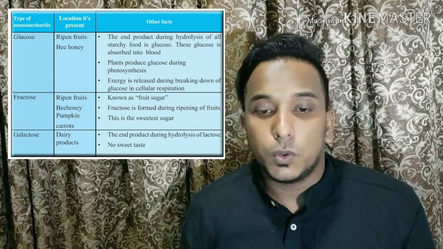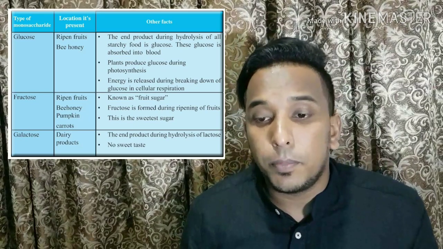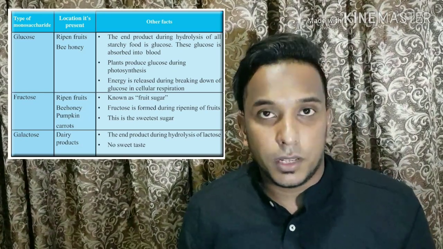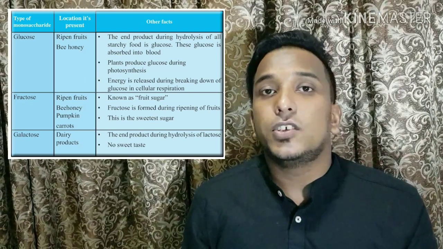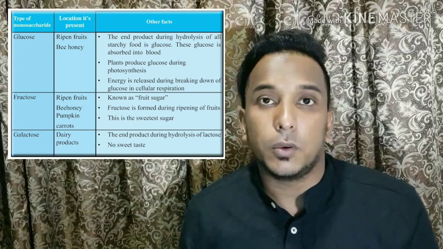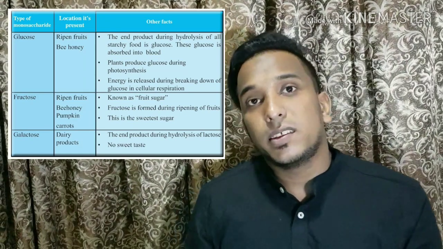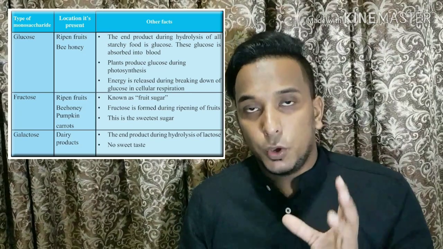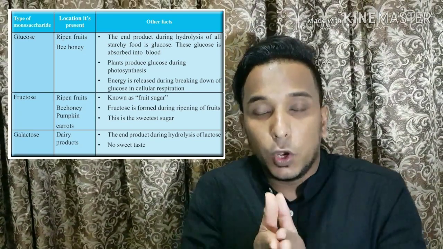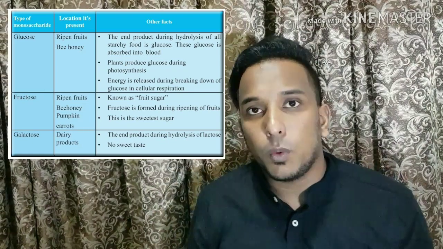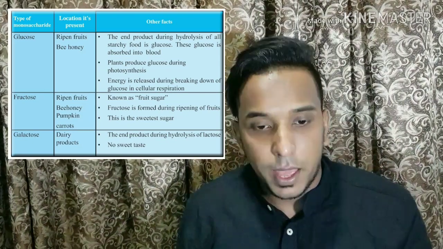Next we move on to energy is released during breaking down of glucose in cellular respiration. So during cellular respiration, energy is produced due to the breaking of this particular glucose. So you have to understand that glucose plays an important role during cellular respiration. So when glucose is broken up, it gives out energy. Energy is required for our day-to-day activities.